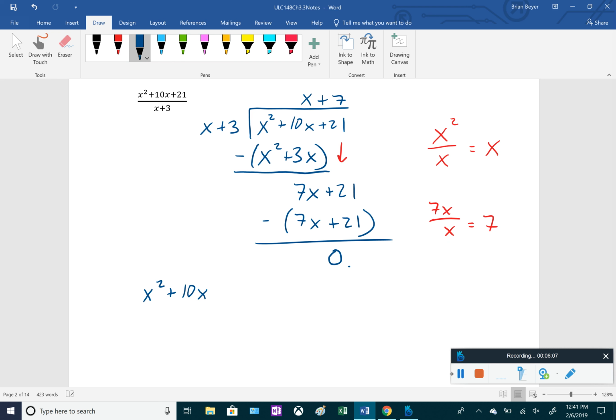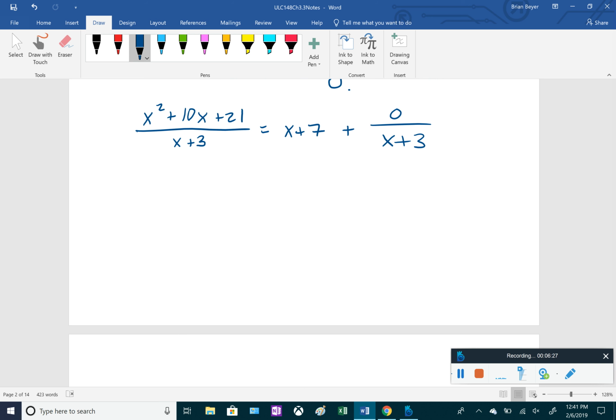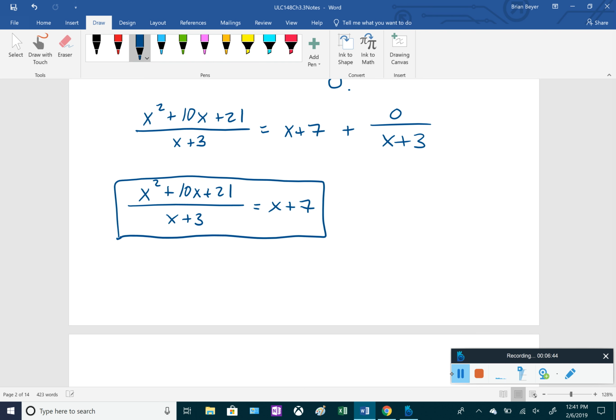So that means that x squared plus 10x plus 21 divided by x plus 3, so dividend over divisor, equals the quotient plus the remainder over the divisor. So that's pretty silly, right? We're not going to write that 0 over x plus 3. So we're just going to write this as x squared plus 10x plus 21. We divided that by x plus 3, which equals x plus 7. So that would be our answer here. This whole thing just equals x plus 7, but written in the division algorithm would be that whole thing.